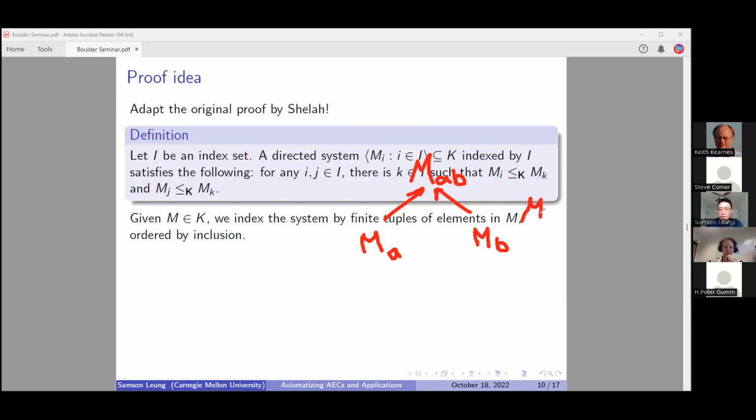So if you have another M_C, you may want to do the same here. So A, B, C. The idea is that we're just indexing the system by elements, like A, B, and C. And here we're doing inclusion. So the biggest model here is indexed by ABC. M_ABC contains M_A, M_B and M_C, so it is a superstructure of the rest. So here is just a diagram.